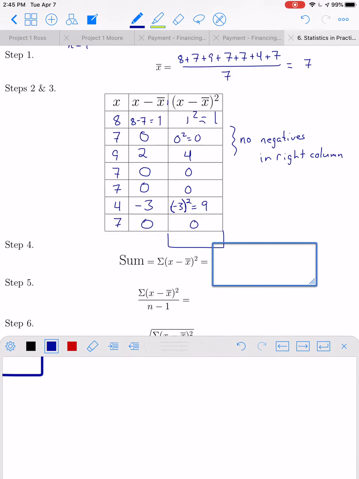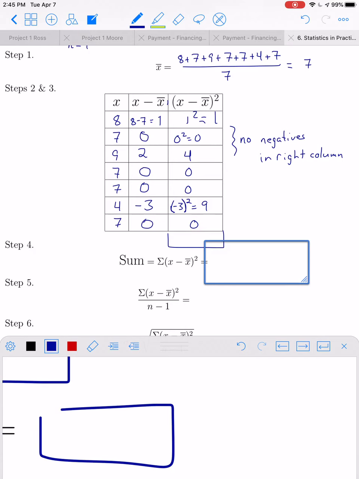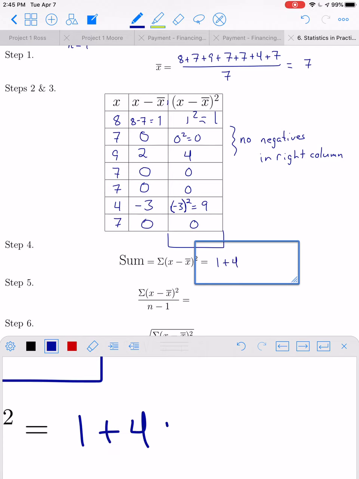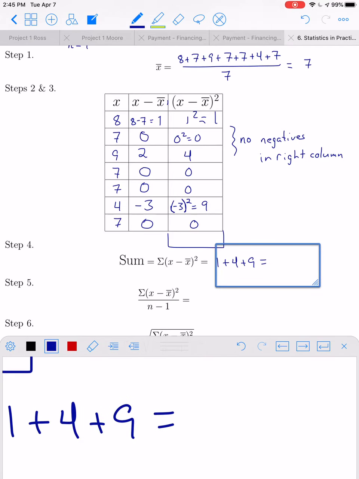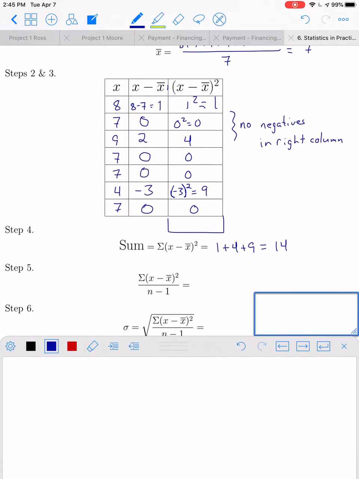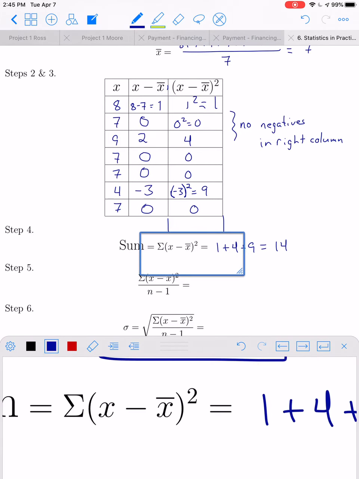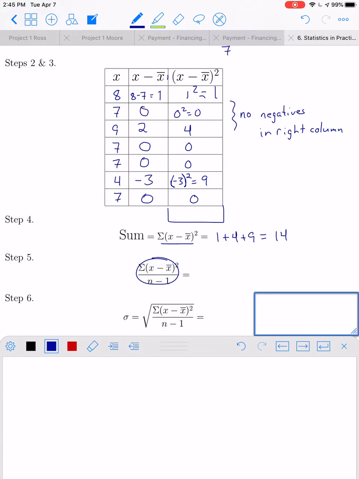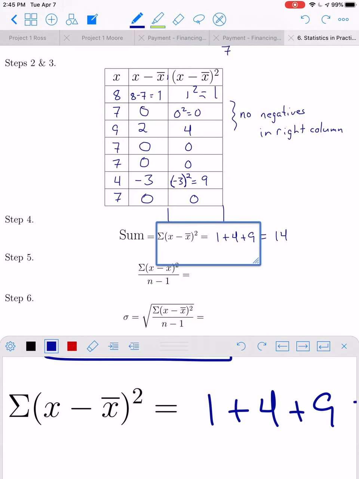So sum all of these up. We'll write that right here actually. And what do we get when we sum these up? We have 1 plus 0 plus 4 plus 2 zeros plus 9, and that totals to 14. Okay, the next step says take this sum and divide it by n minus 1. So in other words, take that 14 that we have and divide it by n minus 1.